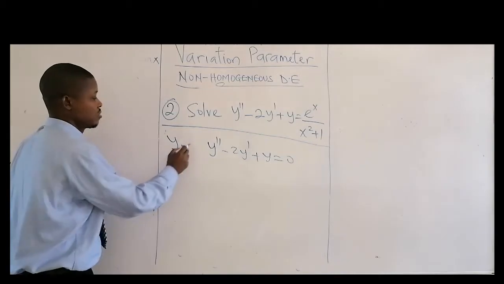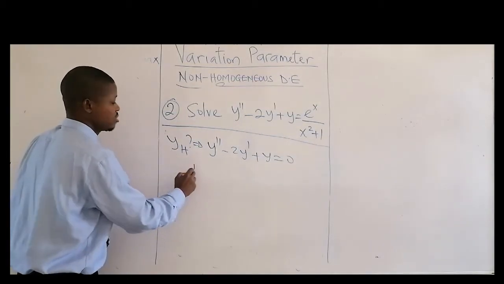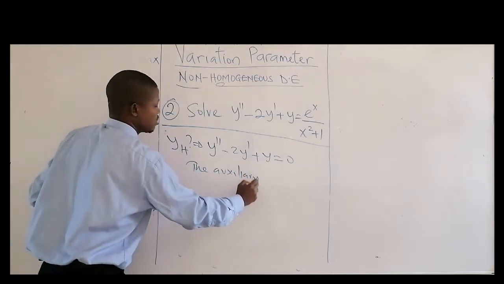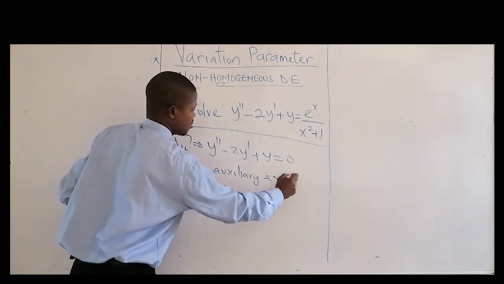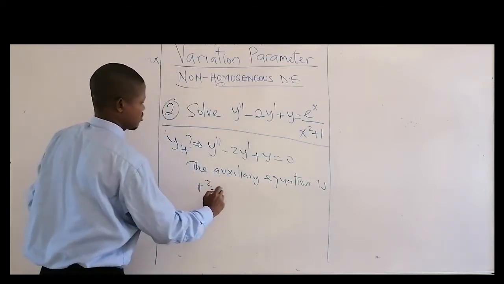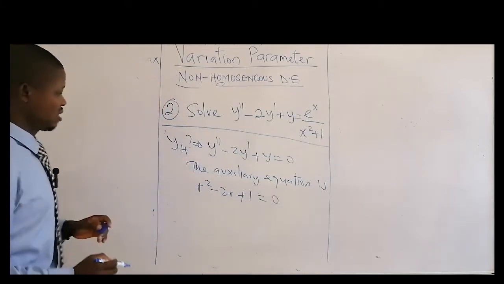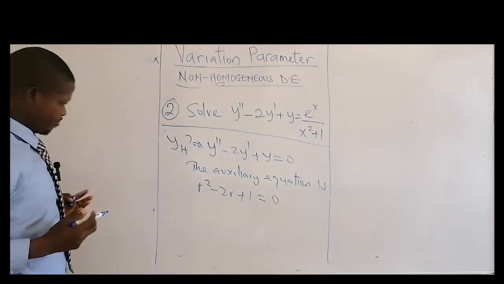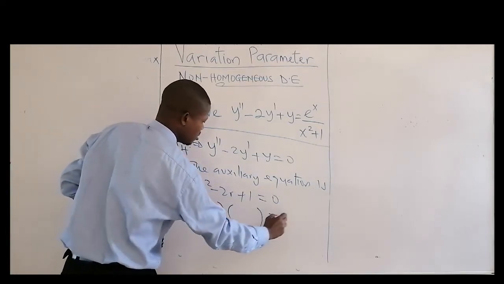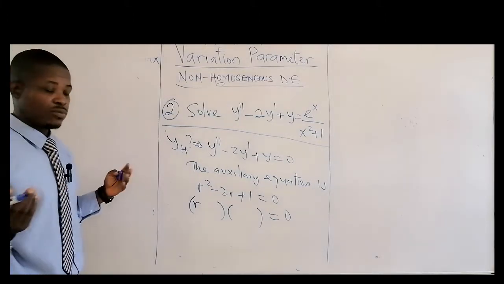And if it's equal to 0, then we can get the auxiliary equation. The auxiliary equation is r squared minus 2r plus 1 equals 0. Okay, then with that, we can factorize this. It's factorizable. Factors of 1 are 1 and 1 times 1.